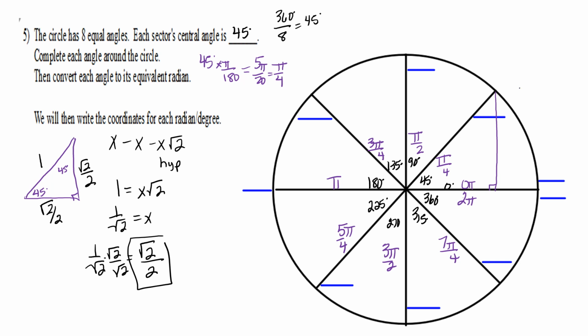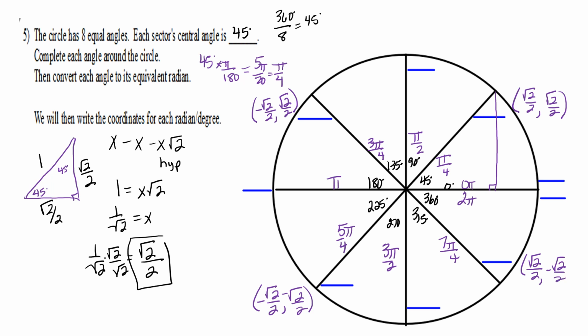So that means my coordinates for every single 45-degree angle are going to be square root 2 over 2, comma, square root 2 over 2. You will change their signs only when you go into your other quadrants. So at 135 degrees, my x is negative, so it's negative root 2 over 2, comma, positive root 2 over 2. At 225 degrees, both are negative because I'm in quadrant 3, so negative root 2 over 2, negative root 2 over 2. And last but not least, at 315 degrees, my coordinates are going to be square root of 2 over 2, comma, negative root 2 over 2 for the y value.